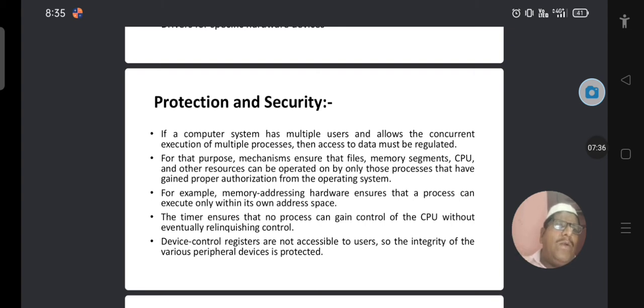For example, memory addressing hardware ensures that a process can execute only within its own address space. The timer ensures that no process can gain control of the CPU without eventually relinquishing control. Device control registers are not accessible to users, so the integrity of the various peripheral devices is protected.